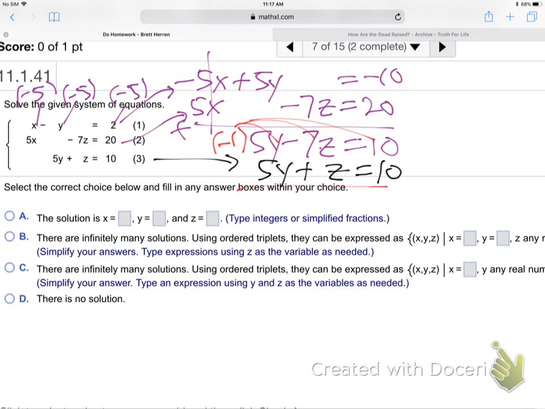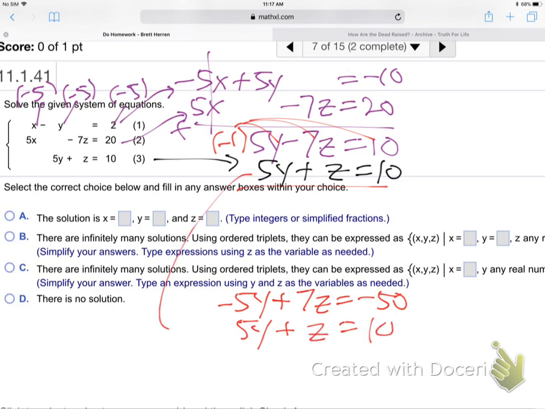And then I'll get, I'm running out of room here, negative 5y plus 7z minus 50. The bottom equation hasn't changed. Just bring the top one down, the bottom one down. Then add them up, bye-bye y's. This is 8z equals minus 40. We okay to there?